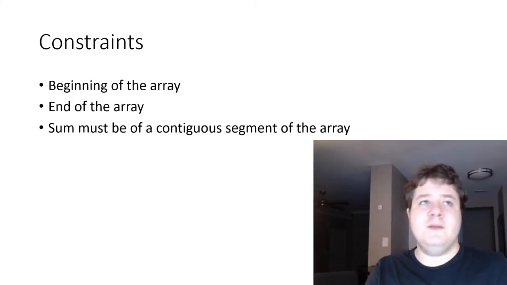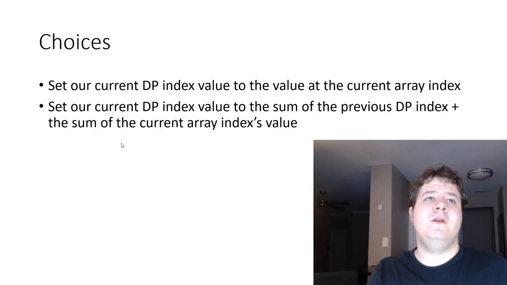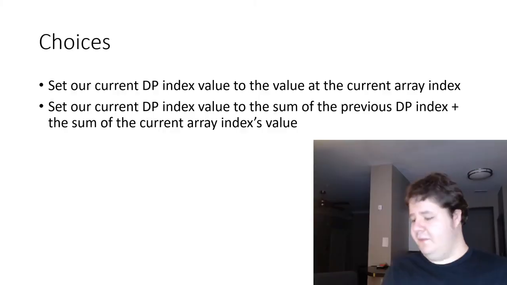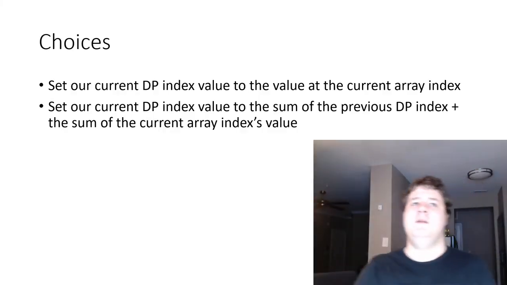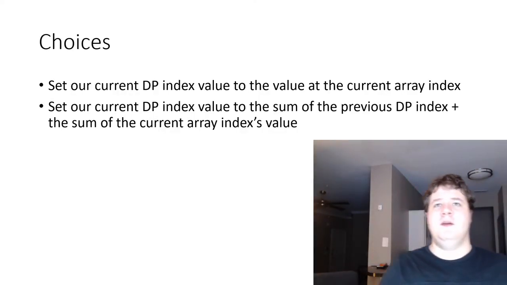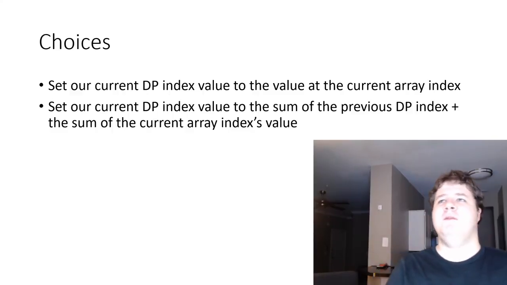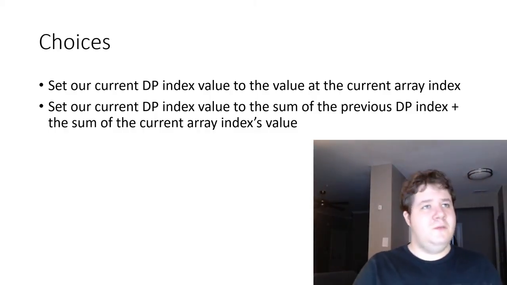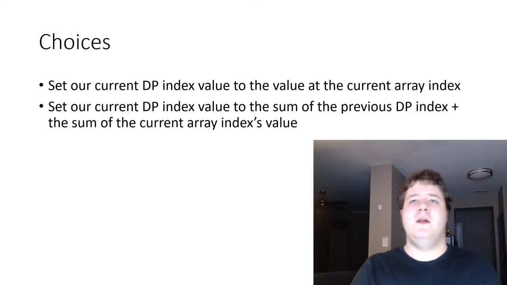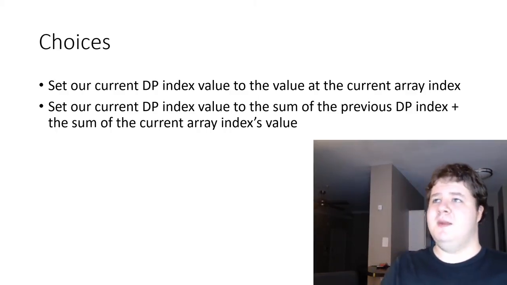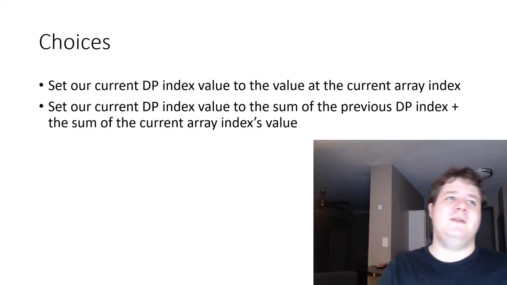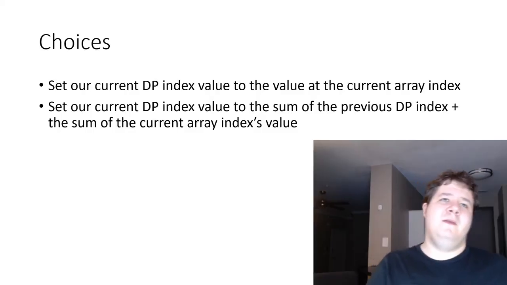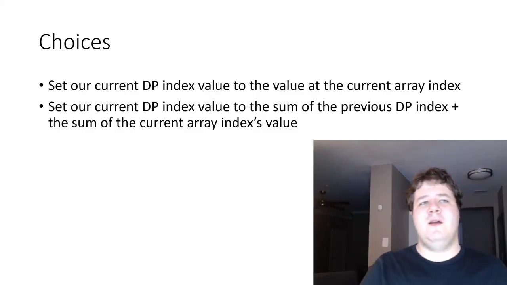Okay. So as I mentioned, constraints, now our choices. We have 2 choices with this. We can either take the current dynamic programming index value to be the value of the current array index, or we can set the current dynamic programming index value to the sum of the previous dynamic programming index value plus the current array's index value.